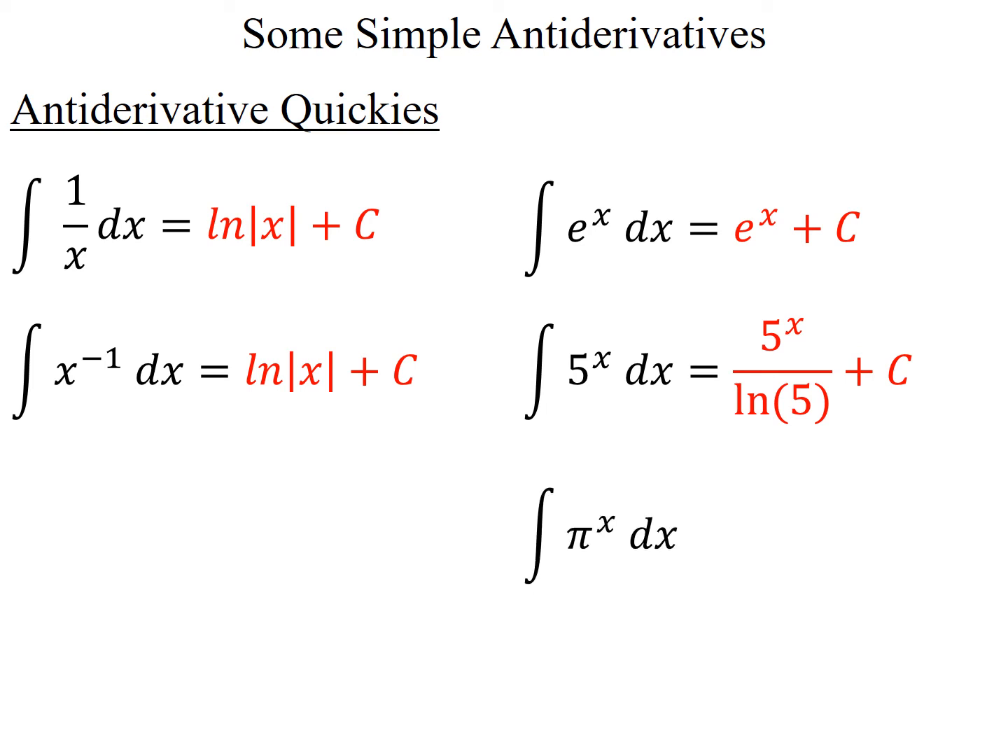Okay, one more. This is also an exponential function. Remember, an exponential function has a number for the base. In this case, it's pi. And then the power is x. And again, to find the antiderivative of an exponential function, you copy it down and divide by natural log of the base. So you're going to copy down pi to the x, divide by natural log of the base, plus c.